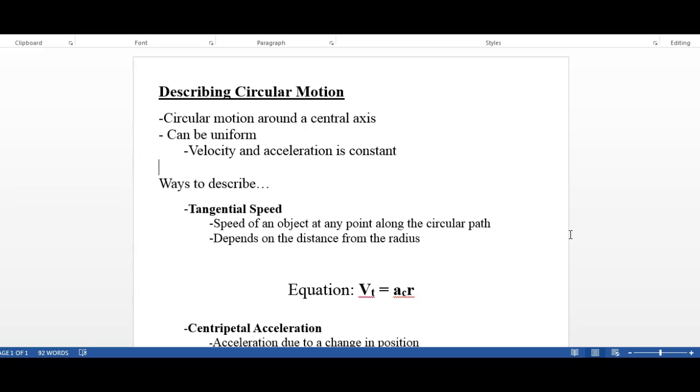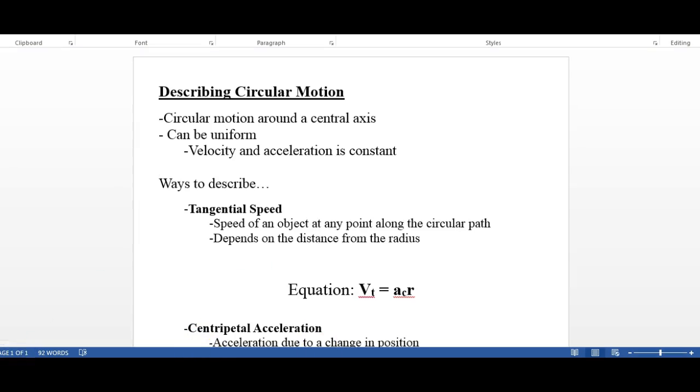Our whole goal is really to get to the idea of gravity and Newton's universal law of gravity. To understand that law, we have to understand the basics of circular motion. So if you see here, circular motion is just motion around a central axis.